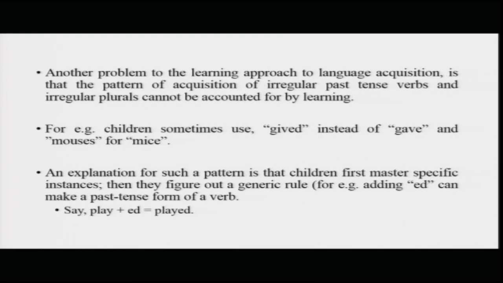Let's move further. Another problem, by the way, to the learning approach to language acquisition, the one advocated by Skinner and others, is that the pattern of acquisition of irregular past tense verbs basically cannot be accounted for just by learning. Say, for example, you see children all the time use irregular past tense incorrectly. They would sometimes say "gived" instead of "gave." They would say "drinked" instead of "drank." These kinds of errors children make very commonly.